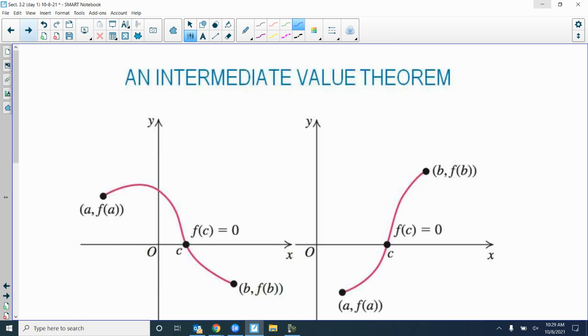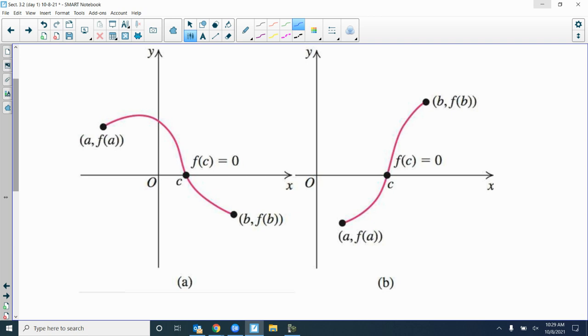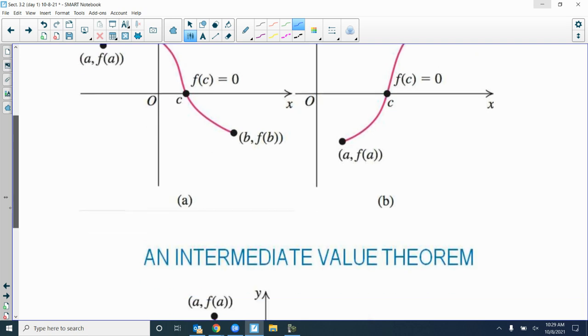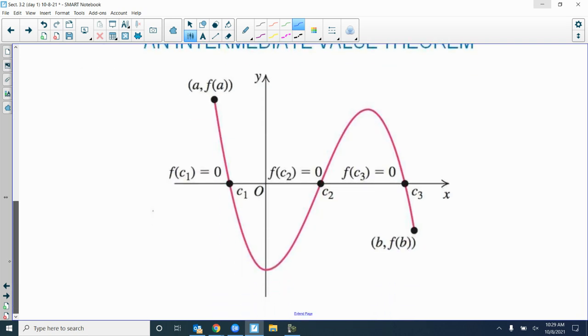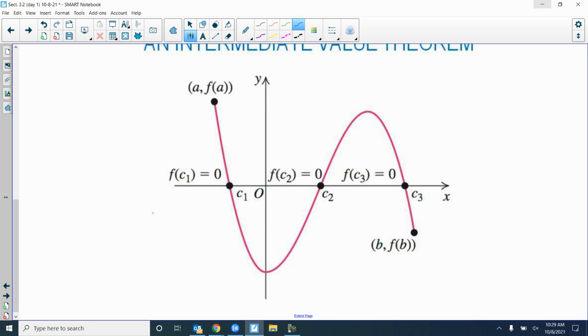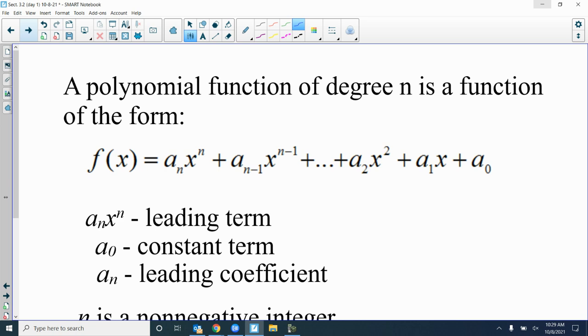A couple things you got to watch here. Doesn't matter whether you're A or B, which one's positive, which one's negative. If this is positive and this is negative, it still crosses. If this is negative and this is positive, it still crosses. The one thing you got to watch, it has to cross once, but in reality, it could cross multiple times. There's nothing to stop you. Depends on how far apart those numbers are. So it could hit multiple times, but it has to at least hit once. Okay, so that's our intermediate value theorem.